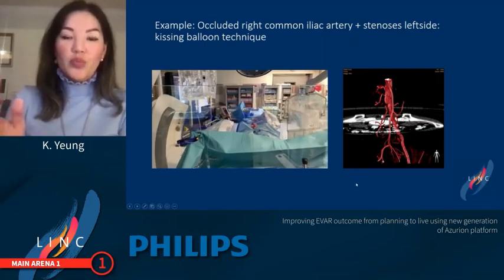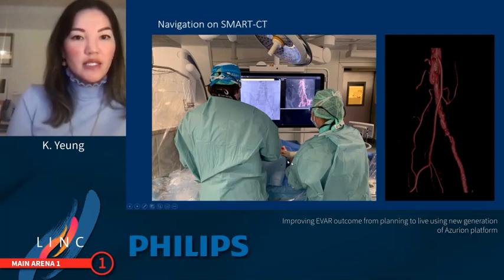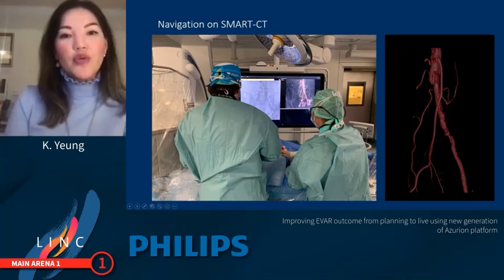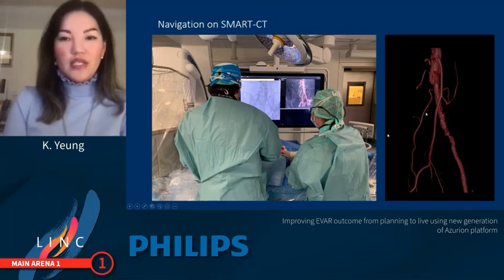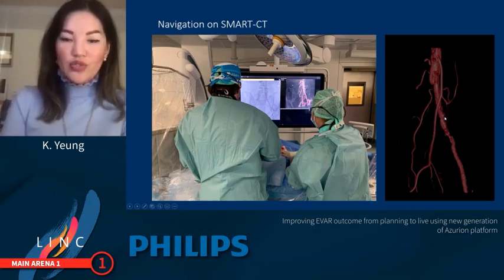And this is actually what we used for live guidance. So this is how it looks. We can navigate on the Smart CT. On the left side, you have the live X-ray, and on the right side, the fused live X-ray with your Smart CT. And this is, again, the image of your 3D CT. And you can see the occlusion here that we have to recanalize. And here is the stenosis of the left side.